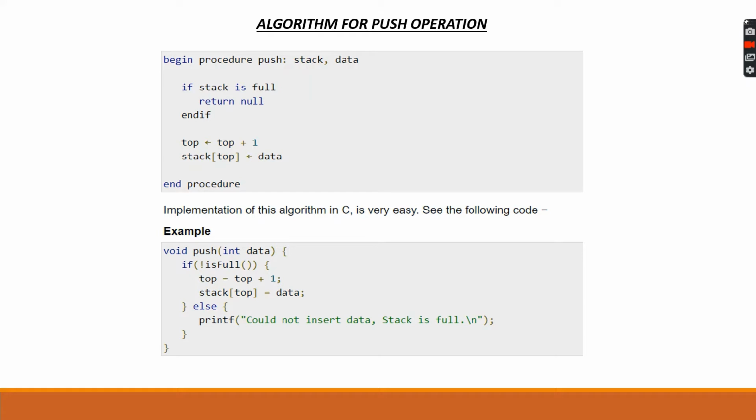void push(int data): if not isFull, that is if the stack is not full, then increment the value of top, top equal to top plus 1. Then we store the data into the topmost element using stack top equal to data. Else, if the stack is full, then we print a message: could not insert data, stack is full.